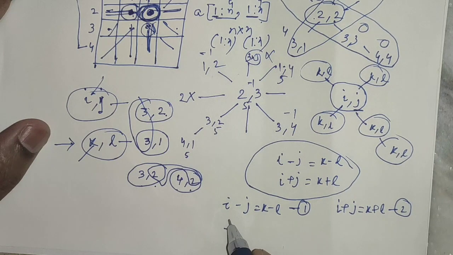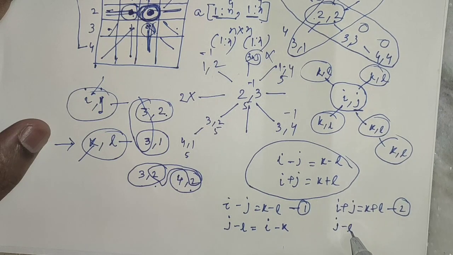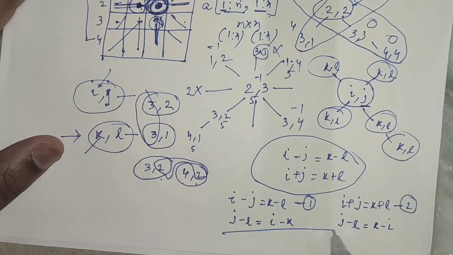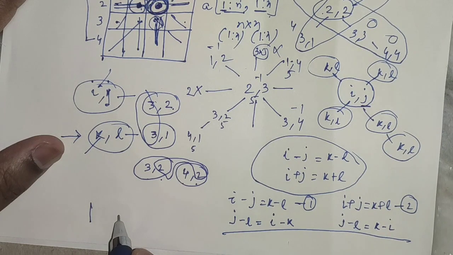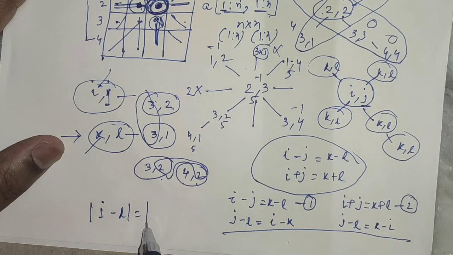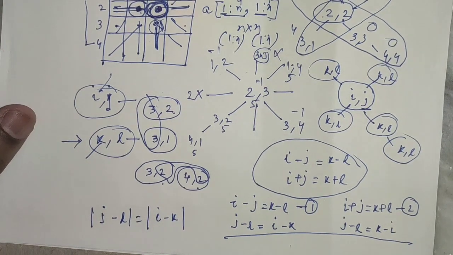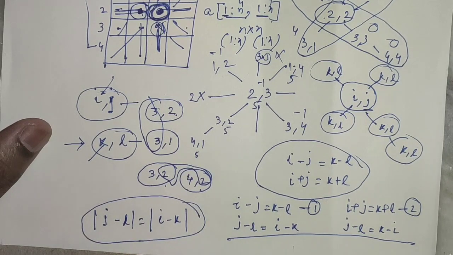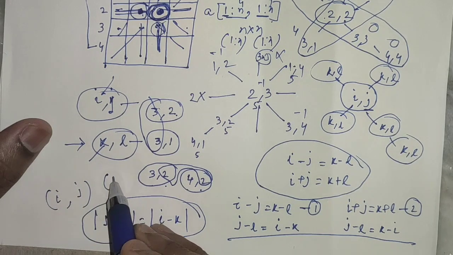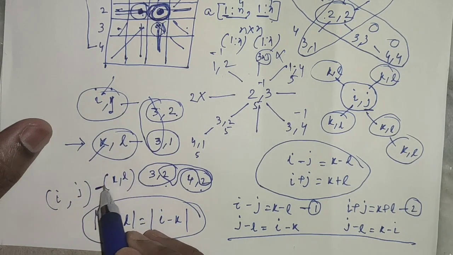So let us write J minus L equals I minus K. You can rearrange this one. Similarly, you can write J minus L equals K minus I. So combining these two, you can write modulus of J minus L equals modulus of I minus K. So if this relationship is satisfied, then the ith queen at jth column and kth queen at lth column have a conflict. In which conflict? Diagonal conflict.